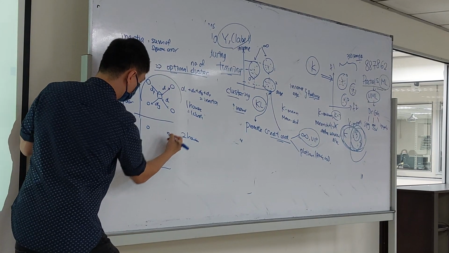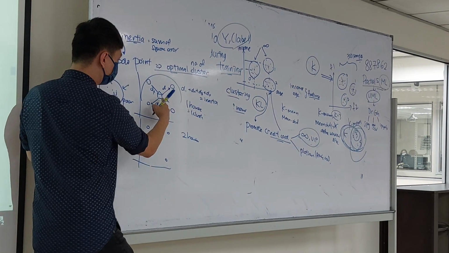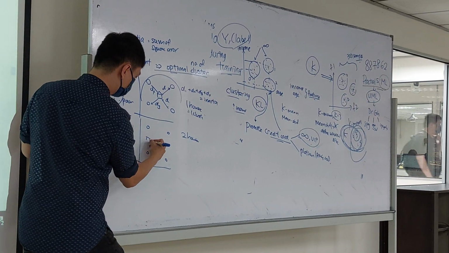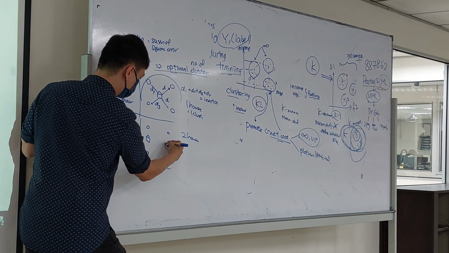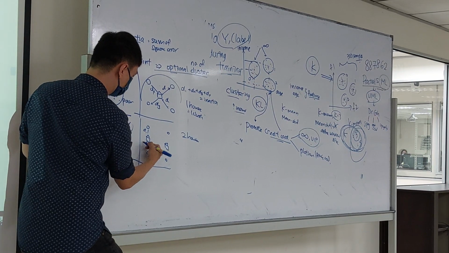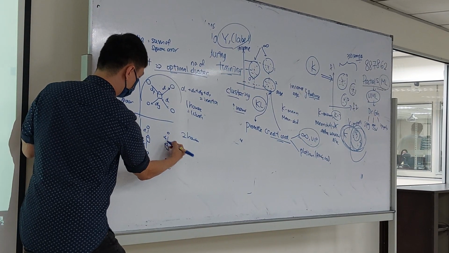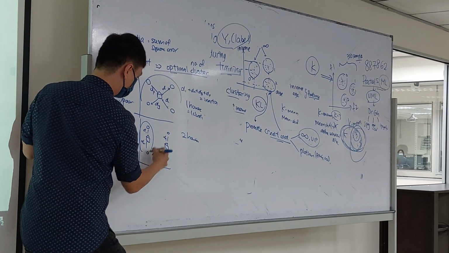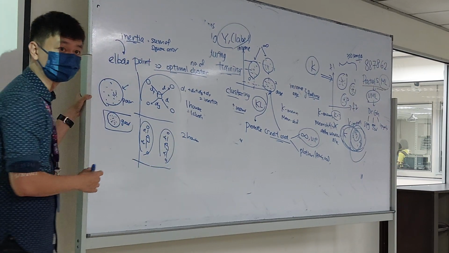Now let's say you increase to 2 houses. You have 4 students, and instead of renting one house, we rent 2 houses. Let's say this is the location of the house. So what is the total distance? D1, D2, D3, and D4.